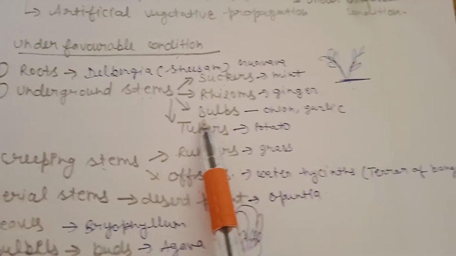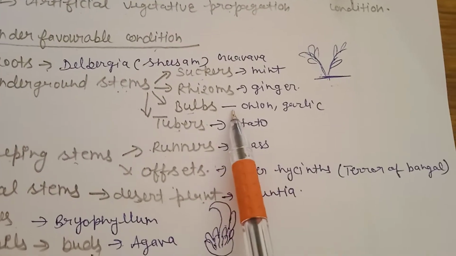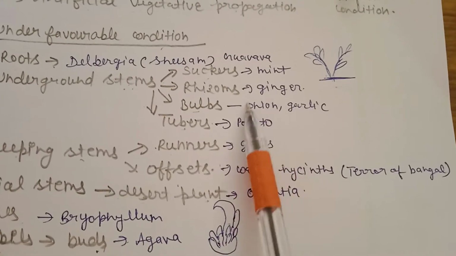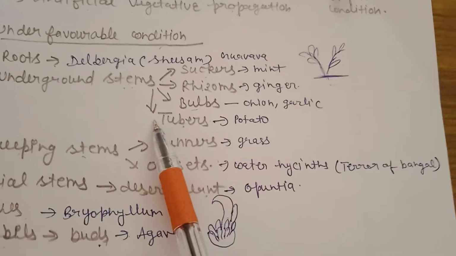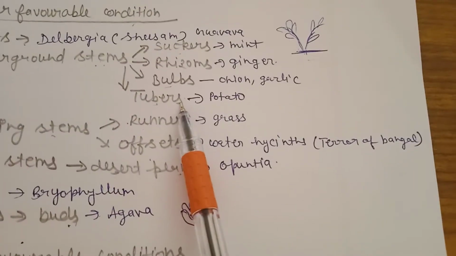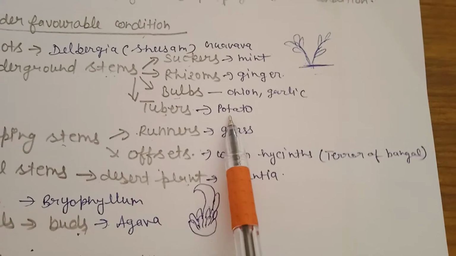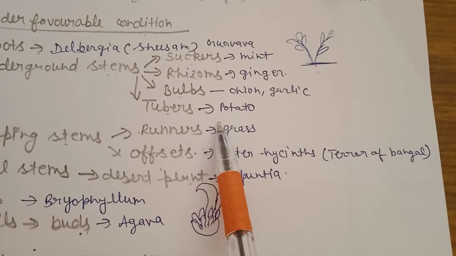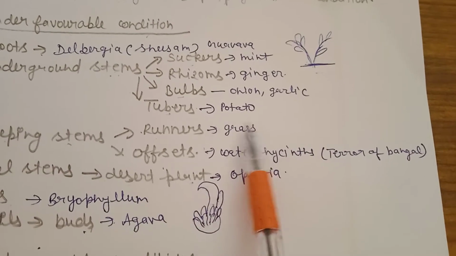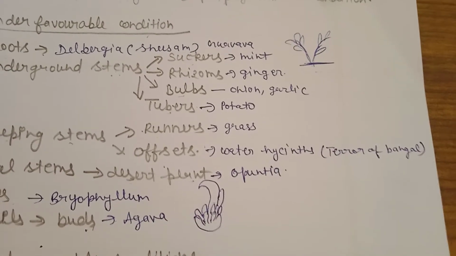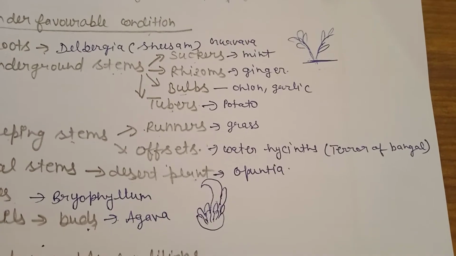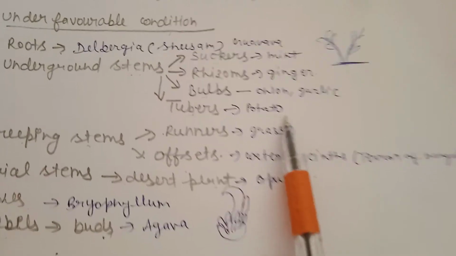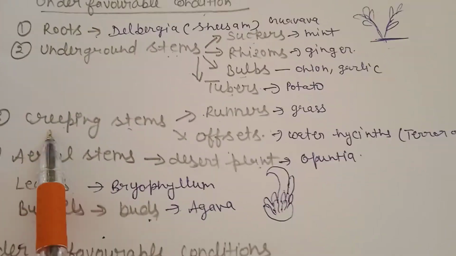The next one is bulbs. Bulbs are onions and garlic, which can grow in the form of bulbs. The next one is tubers, and you can take the example of potato. On the upper side of a potato you can see eyes and notches. If we cut the notches and bury them in the soil, they will grow into a new potato plant.